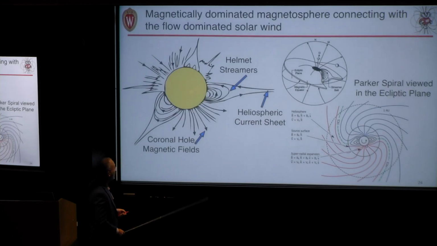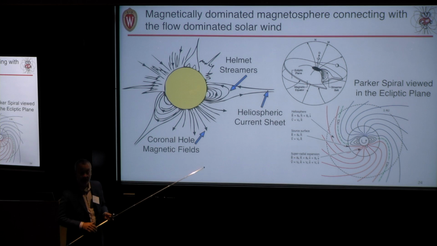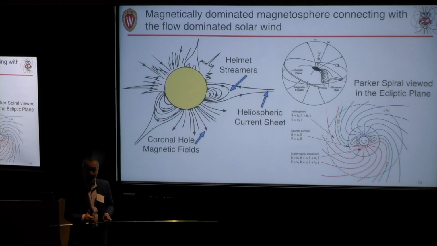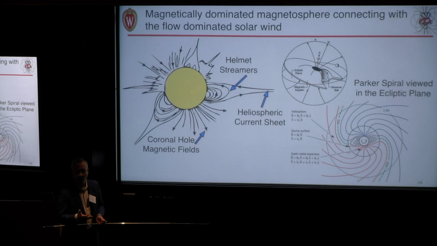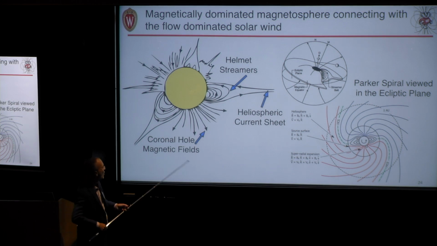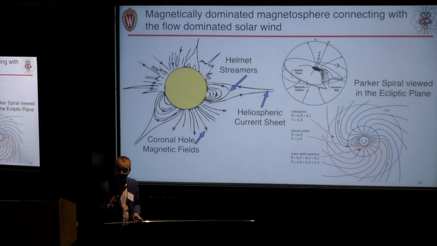Okay, so now I'm going to change a little bit, and I'm going to tell you about some experiments that we've recently done where we've created essentially a Parker spiral in the lab, and there are flux ropes related to this also.